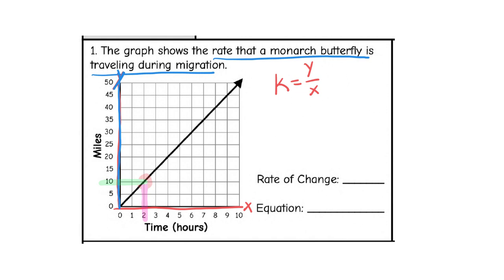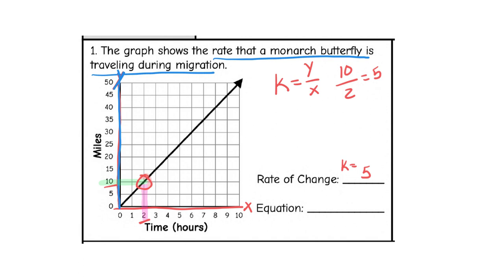So back to the point that we picked. We have a y value of 10 over an x value of 2. Now I know I need to simplify. 2 goes into 10 and I come out with a whole number: 2 goes into 10 five times. So my rate of change is 5. So k equals 5.